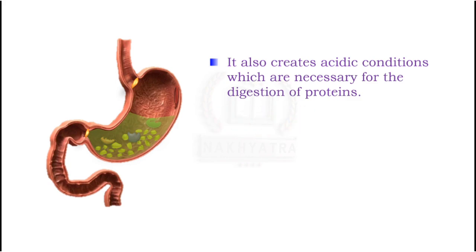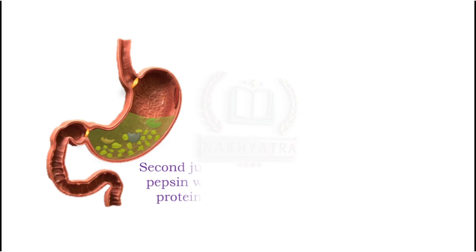So these are the two functions of HCl. Now let us see the second juice. It is the enzyme pepsin. So the enzyme pepsin digests proteins partially.